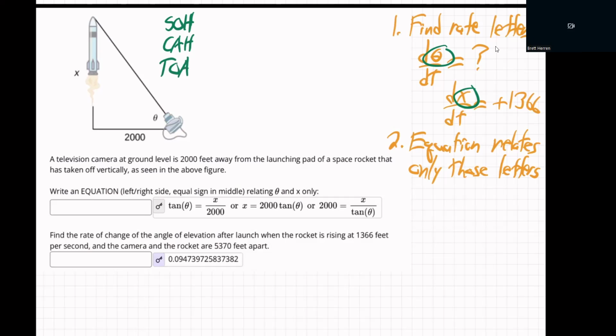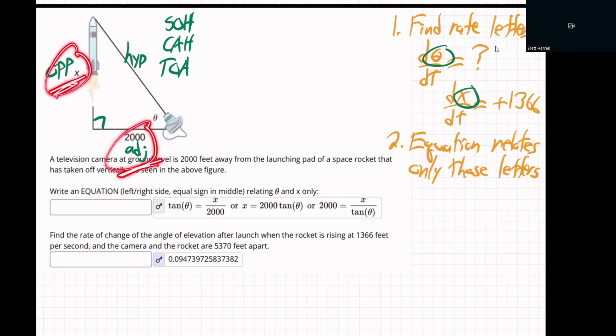SOHCAHTOA. So this side here is the opposite. Here's the right angle. So this side is the hypotenuse, and this is the adjacent. You remember all that? How that works? Oops, let me put in the right angle again. So you know the side opposite the angle theta, and the side across from the right angle is the hypotenuse. This must be adjacent. Okay, so we're looking at x and the 2000. That's what? Opposite and adjacent.